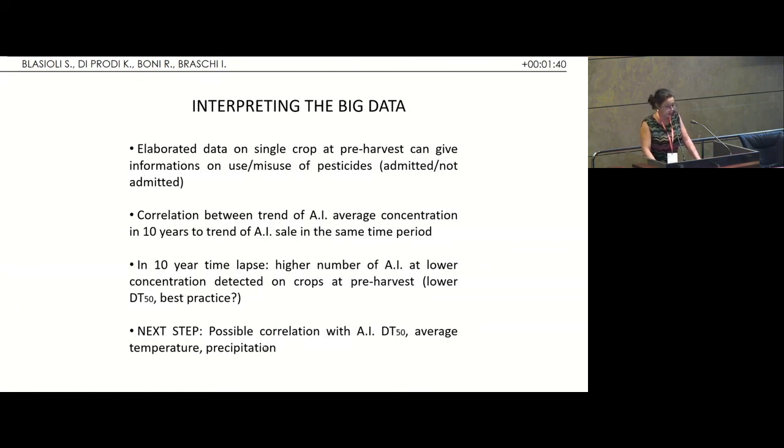So we are continuing to elaborate this data, and we arrived at this point.